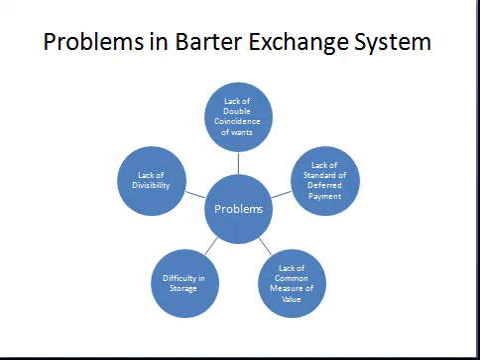The last is lack of divisibility. There are many goods which are not divisible, and lack of divisibility makes barter exchange impossible. For example, the value of a horse is 100 kg of wheat, but the other person has only 50 kg of the wheat. So it is not possible to exchange half a horse against 50 kg of the wheat. So the horse cannot be divided into small parts.